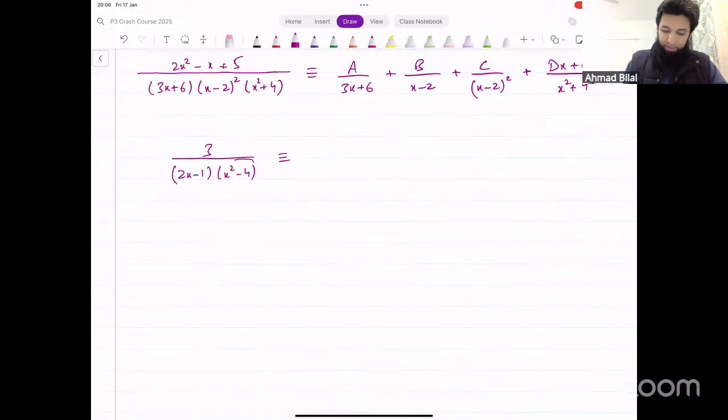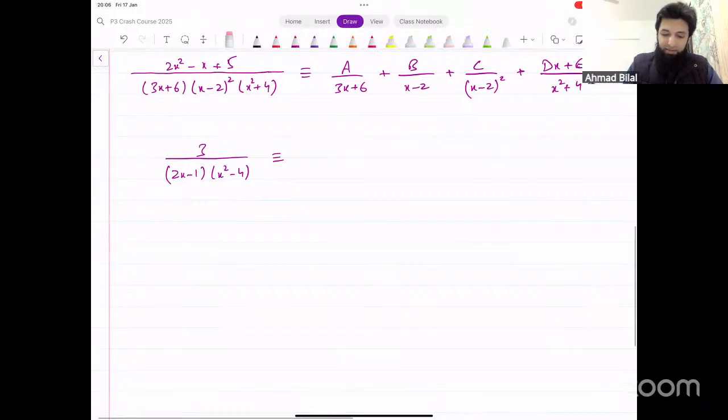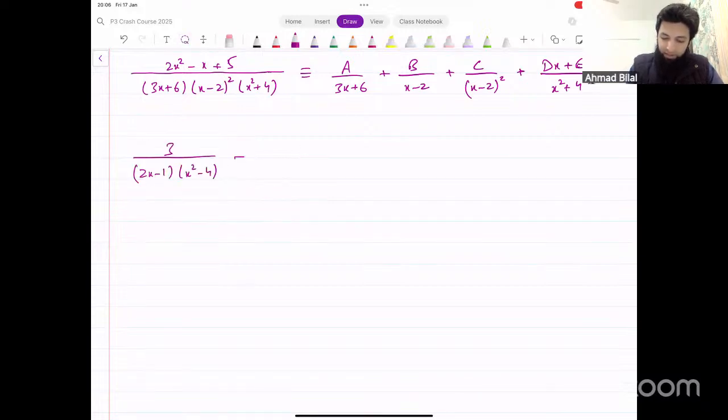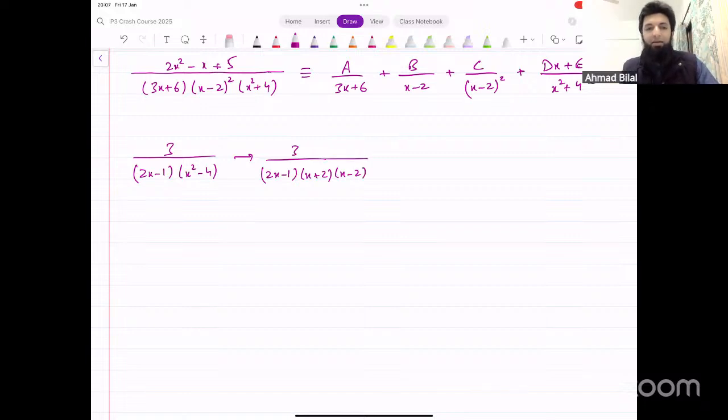So this thing, x squared minus 4. Yes, it is a quadratic factor right now, but can't we break it down? This is a squared minus b squared. So we can write this as 3 over 2x minus 1 into x plus 2 into x minus 2 first of all. So it actually becomes all linear factors.